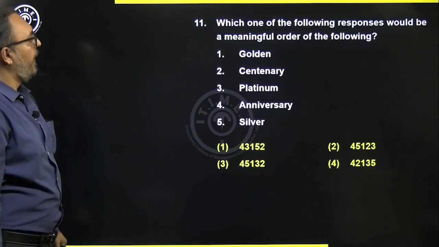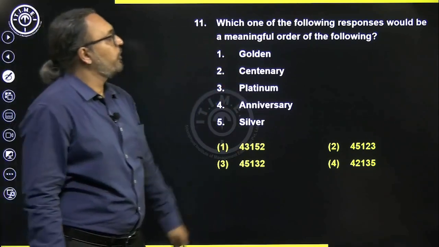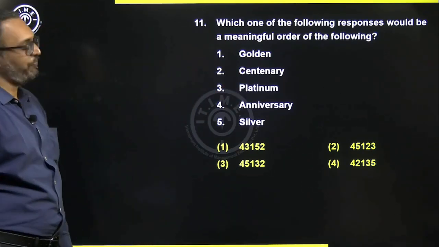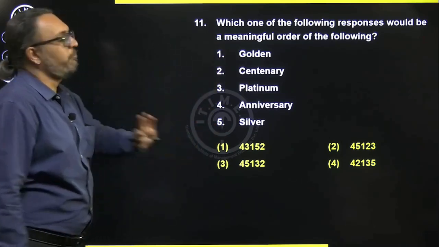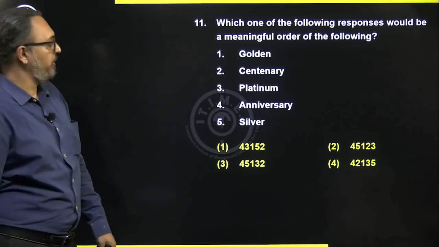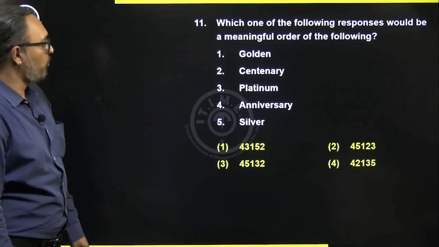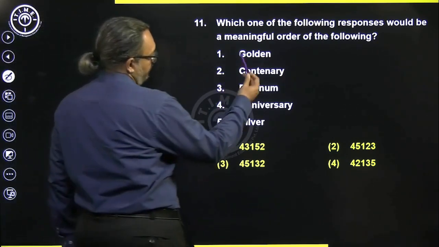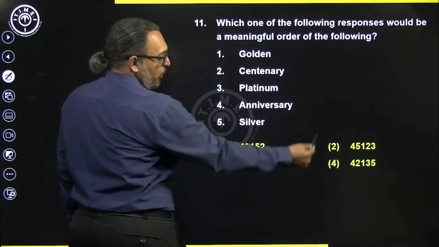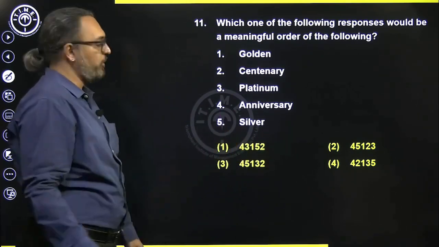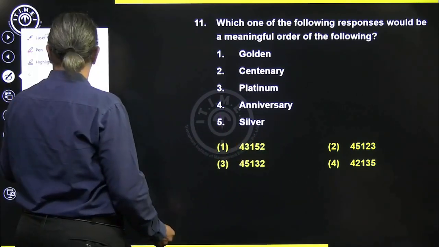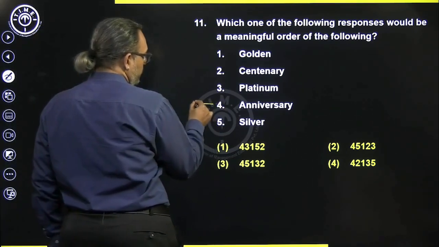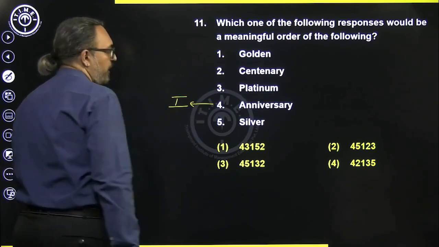Next. Now he says, which one of the following responses would be a meaningful order of the following? Okay, so we will have to see which is the meaningful order. So we will start with what? In all the options, if you see, the first number is 4. So 4 basically is anniversary. So this is the first one, anniversary.